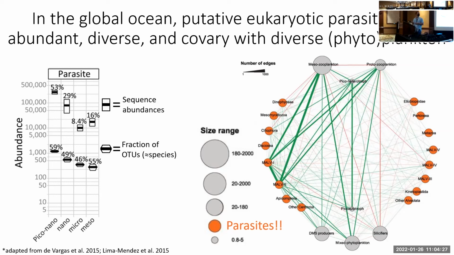In this figure on the left, you can see that these parasites tend to significantly correlate with a diverse collection of both zooplankton and phytoplankton, which suggests that they may be interacting with and parasitizing a diverse group of other plankton.